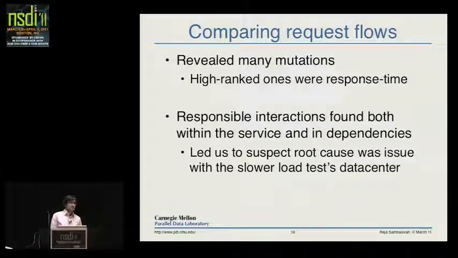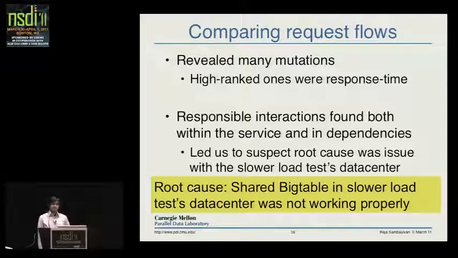Most of them are response time mutations, so they're all timing changes. Trying to identify the interactions responsible for these changes, we found changes not only within the distributed service's software, but also in network time and in the time taken to execute certain dependencies, for example, BigTable accesses. So this led us to suspect the root cause was not due to the service itself, but rather due to an issue with the slower load test data center itself. This was, in fact, the root cause. It turns out the shared BigTable in the slower load test cluster was basically hosed, wasn't working properly, and this is what was causing the slower performance. So this is an example of using request flow comparisons to rule out the distributed service as the root cause and focus developer effort on other external factors.